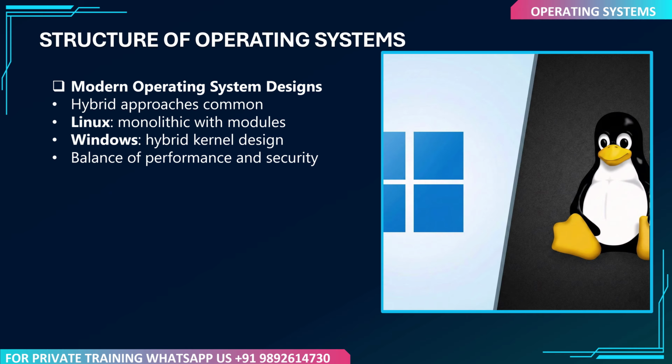Modern operating systems often combine ideas from multiple structures. For example, Linux is largely monolithic but supports loadable kernel modules, which add some modularity. Windows uses a hybrid approach with elements of microkernels and monolithic kernels. This blending allows designers to balance performance, security, and maintainability.